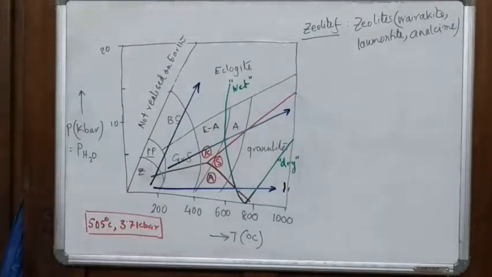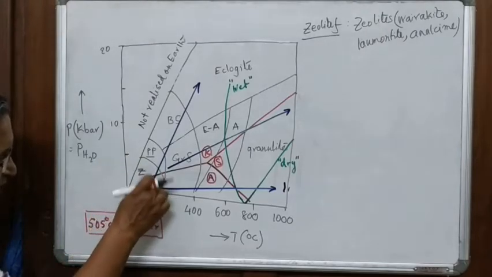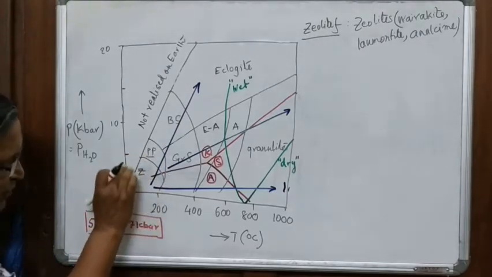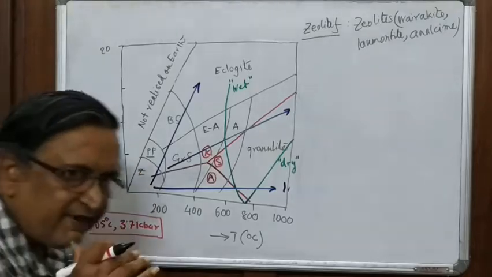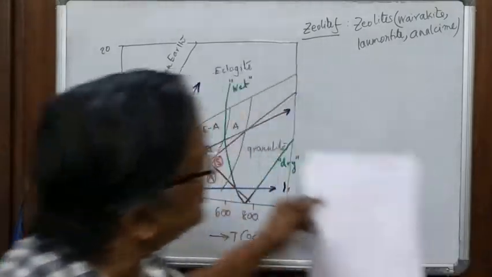This is 4 kilobars roughly. This is 200 degrees centigrade. So you have sedimentary rocks starting here. It's in the very low pressure temperature regime. You have the zeolite phases.